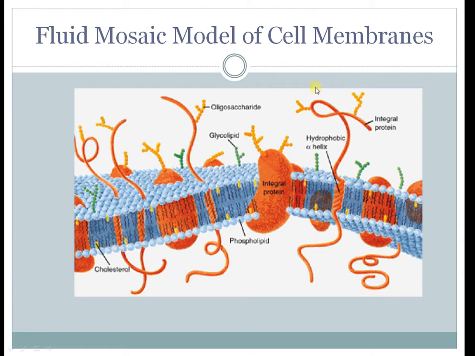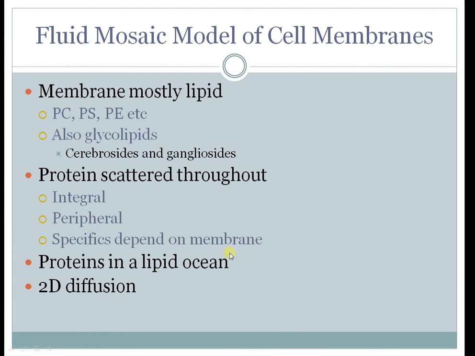The fluid mosaic model has glycoproteins and oligosaccharides, hydrophilic and hydrophobic regions, and alpha helical structures here. Then there are phospholipids and cholesterol, the yellow-colored cholesterol, and integral proteins. This is a phospholipid bilayer.